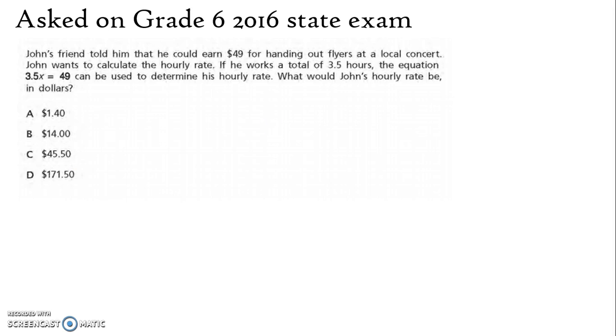Let's try another one. A lot of times these are going to be asked in terms of word problems, so that's where we want to get to. It says John's friend told him that he could earn $49 handing out flyers at a local concert. John wants to calculate the hourly rate. If he works a total of 3.5 hours, the equation 3.5x equals 49 can be used to determine his hourly rate. Because if you took the number of hours worked times the amount of money you make, that'll give you the total cash you get. What would John's hourly rate be?